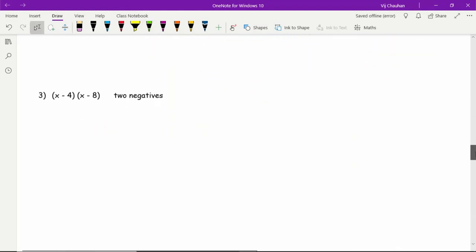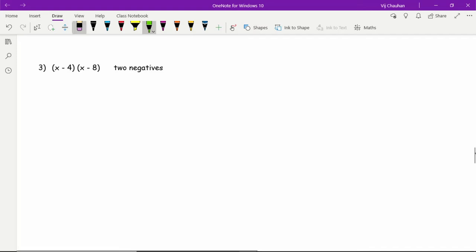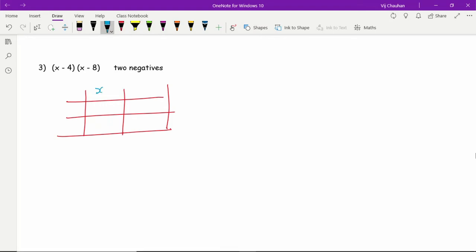So this is where we've got 2 negatives. As you can see, we've got x minus 4 and x minus 8. So again, using the grids, which I'm just going to set up again, and filling in the numbers, we've got x minus 4 and x minus 8. So filling in the numbers, we've got x squared minus 4x and then minus 8x. And then here we've got 8 times 4, which is 32. And we've got a minus times a minus, which gives me a positive 32.